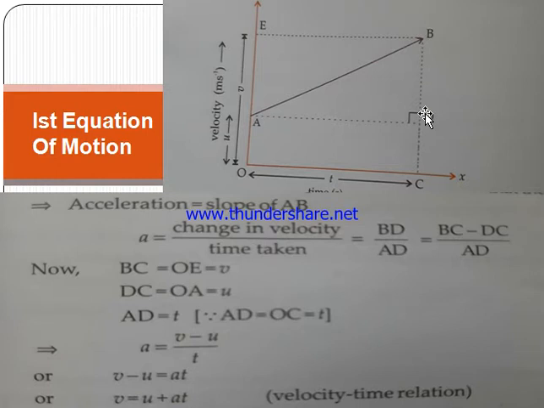Okay, BD by AD. Velocity change by time taken. Velocity change is equal to V minus U, that is final minus initial, and T is time. So the formula is V is equal to U plus AT. This is the first equation of motion.